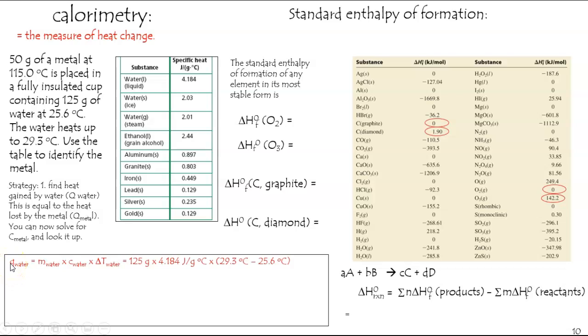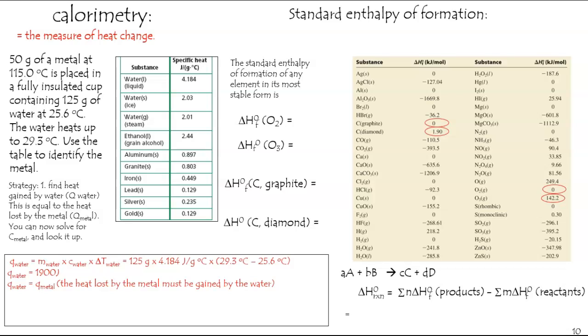The heat that was gained by the water is equal to the mass of the water. We know that, right? 125 grams times the specific heat of the water. We know that too. It's liquid water, 4.184 joules per gram degree Celsius, times its temperature change. What did we say? A little under 4 degrees. Plug that all in and we're going to find how much energy was gained by the water: 1900 joules. Fine. Now the big transfer. Any heat that was gained by the water had to come from that hot metal, right? So that is also the heat that was lost by the metal.